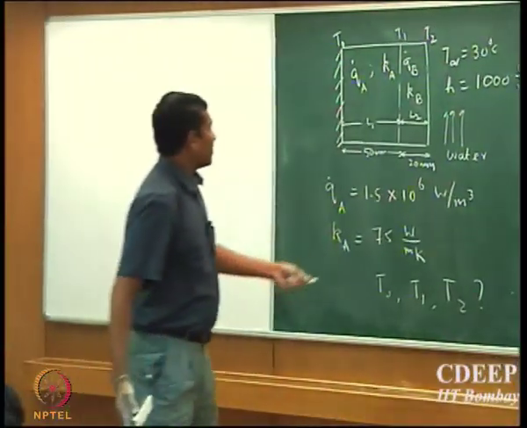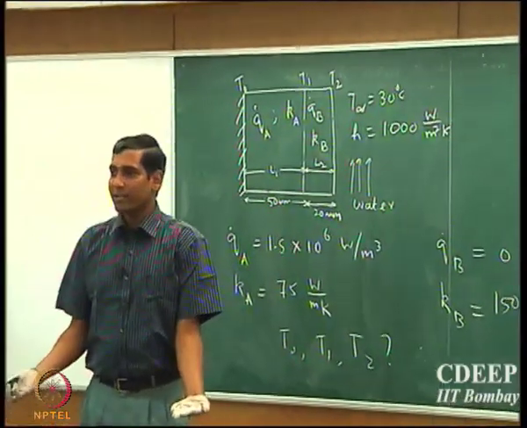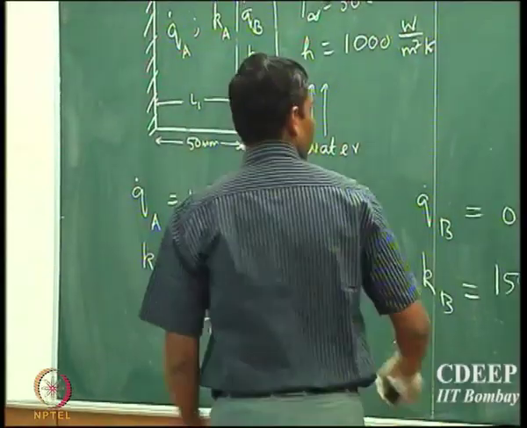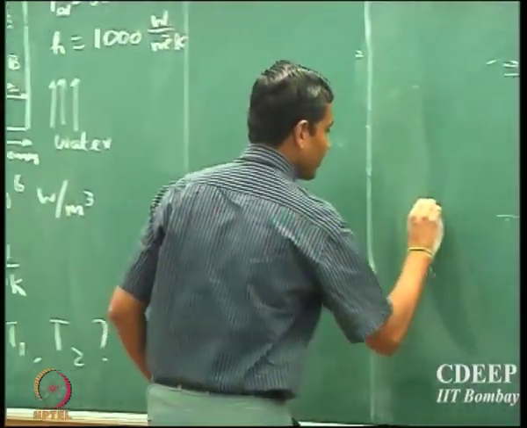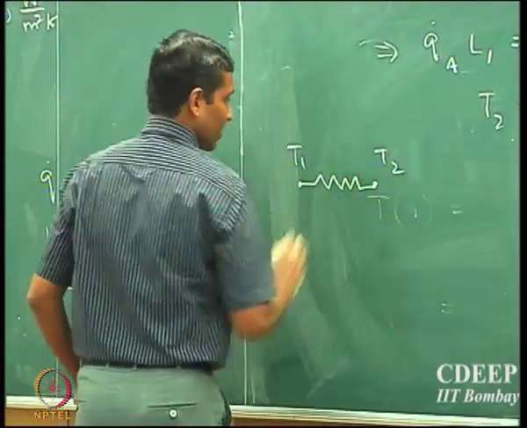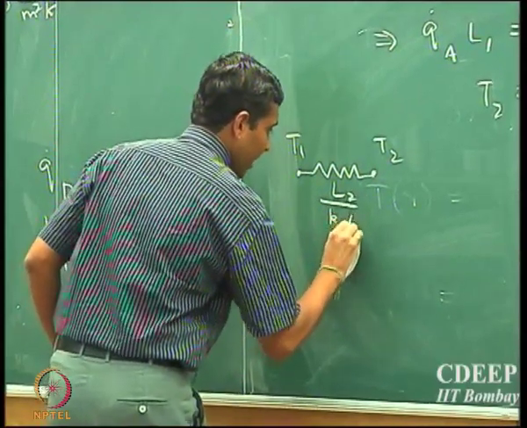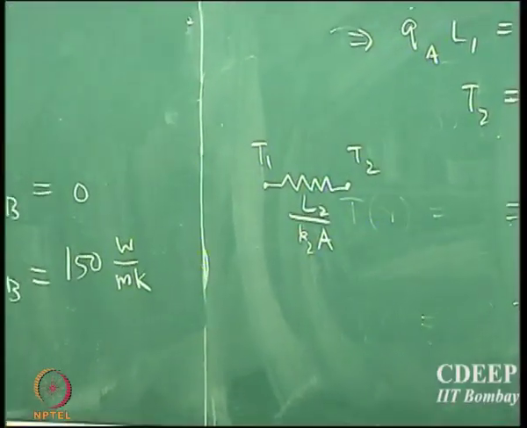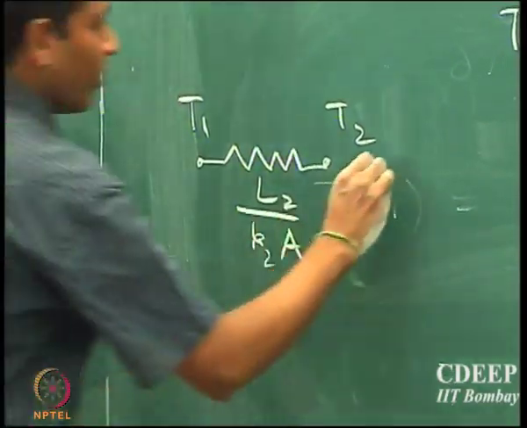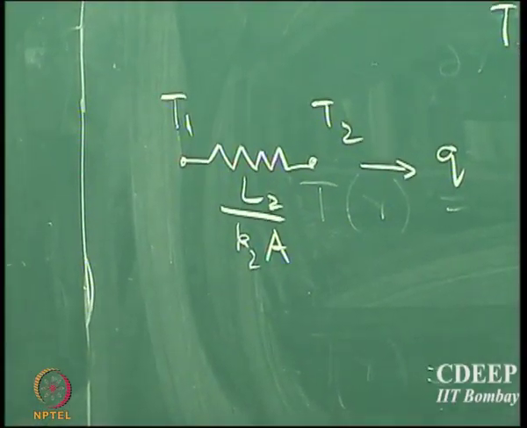We know that the heat transfer rate is constant and we can simply write the resistance network, right. So we know how to write the resistance network. So simply based on the resistance network, T1, T2, and that is given by L2 by K2 into A, right. So that is the resistance network and this is Q, right. So can we find T2 from here?